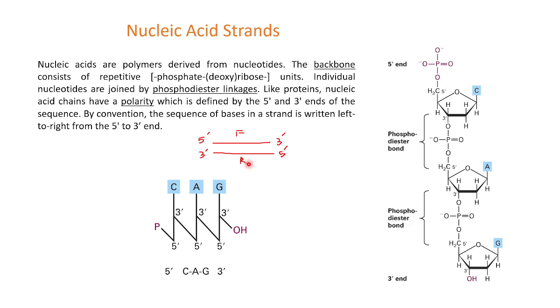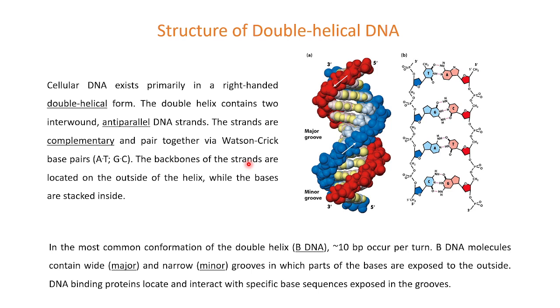Right, so the structure of a double helical DNA. The cellular DNA exists primarily in a right-handed double helical form. The double helix consists of two interwound antiparallel DNA strands. The strands are complementary and paired together via Watson-Crick base pairs AT and GC, and the backbones of these strands are located to the outside of the helix, where the bases are stacked inside.